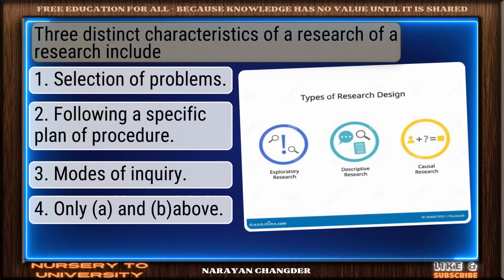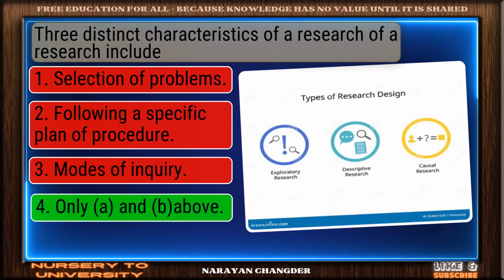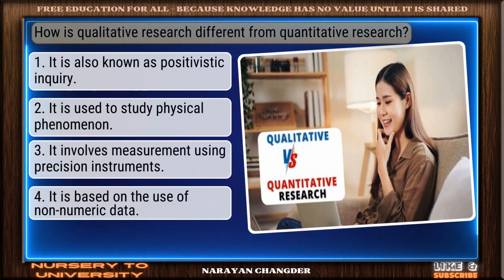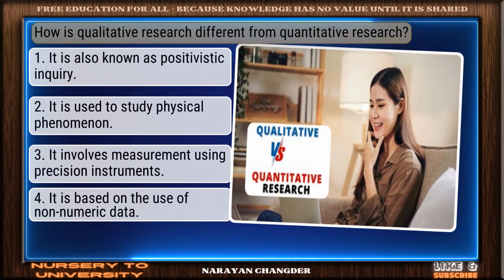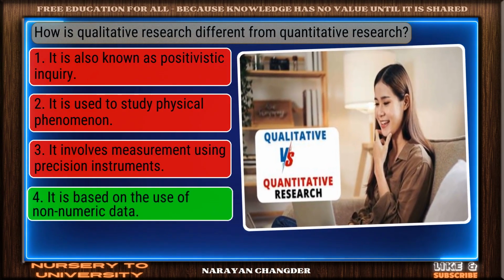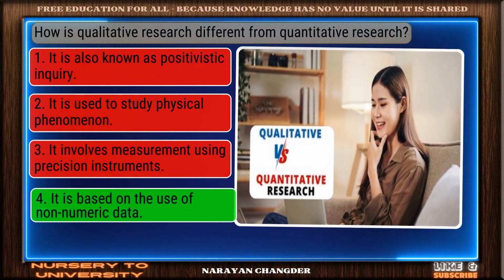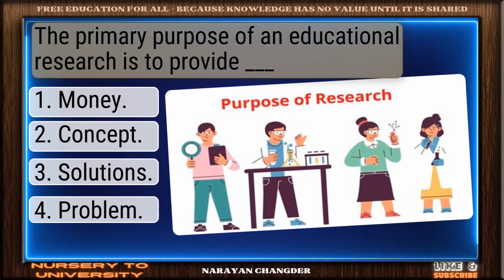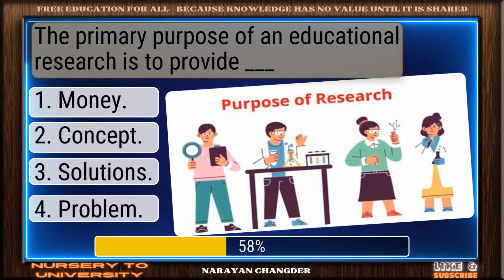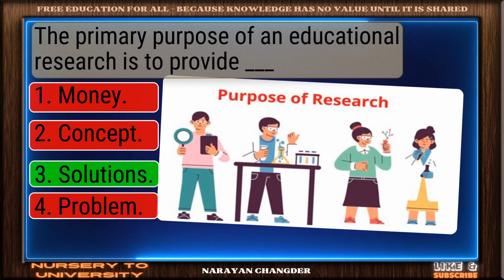3 distinct characteristics of a research include. Nicely done. Only and above is a solid answer. How is qualitative research different from quantitative research? Nice work. You chose it is based on the use of non-numeric data, and it is correct. The primary purpose of an educational research is to provide dash. Strong choice. Solutions is the right answer.